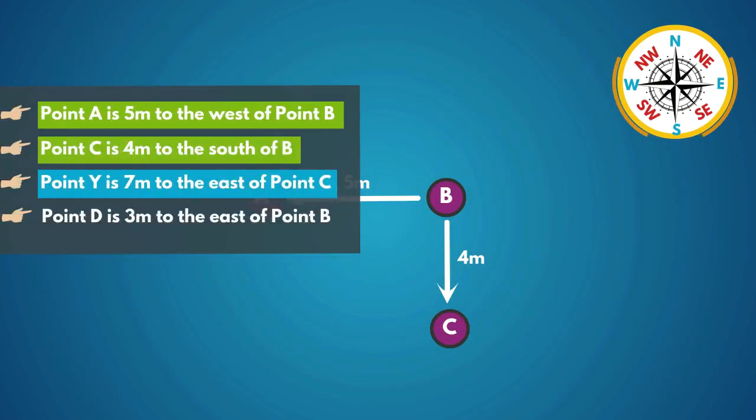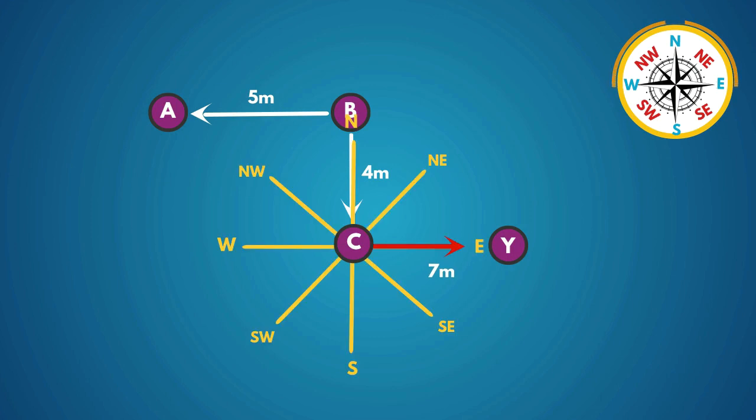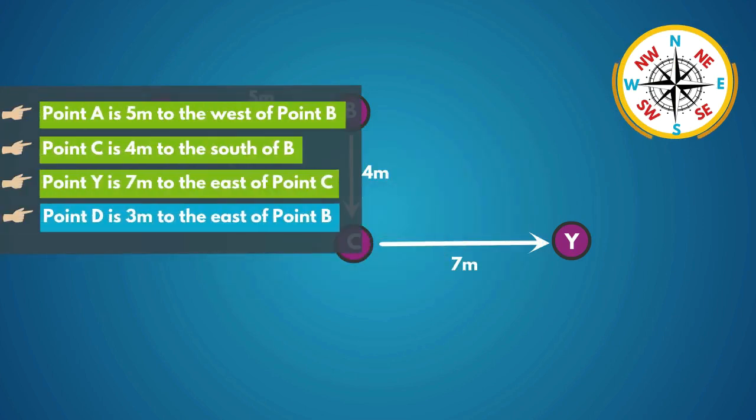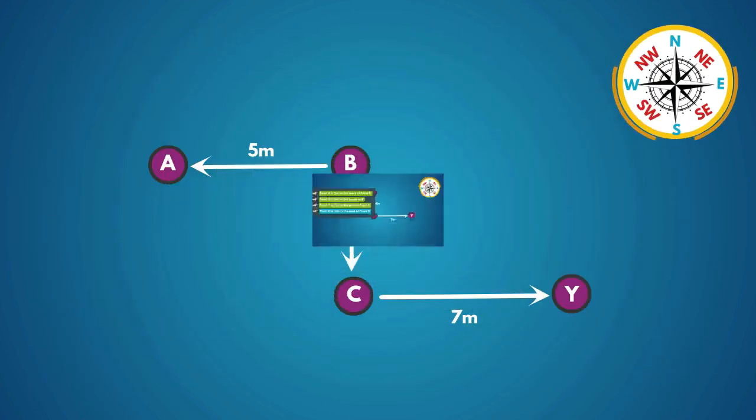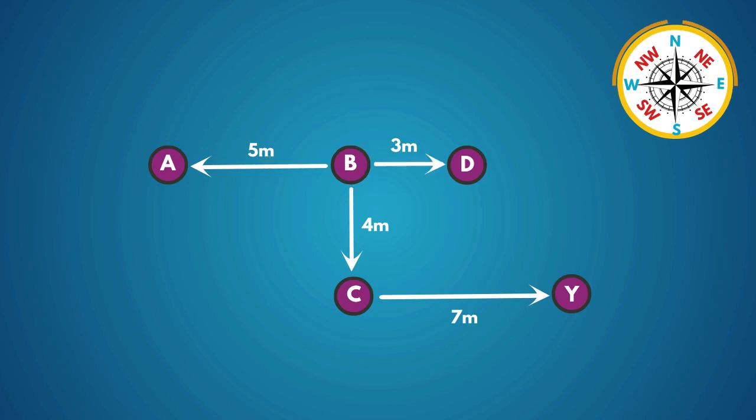In the next statement they given that point Y is 7 meters to the east of point C. Here this is point C and point Y is 7 meters to the east of point C. In the next statement they given that point D is 3 meters to the east of point B. Here this is point B and point D is 3 meters to the east of point B. This is the final diagram.